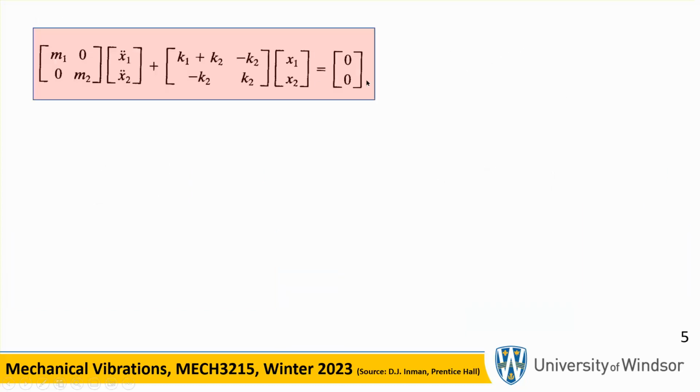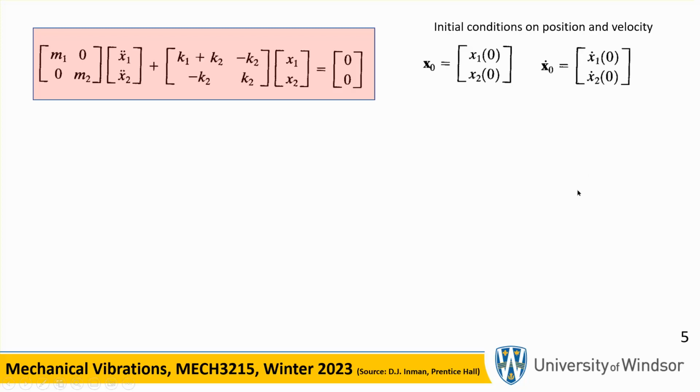Now, written for your convenience here, once again, we need 4 initial conditions. In other words, give me the positions of x1 and x2, mass 1 and mass 2, at time 0, and give me the velocities of mass 1 and mass 2 at time t equal to 0. If you put these 4 pieces of information in vector form, there is an initial position vector and an initial velocity vector, which are to be supplied in order for us to solve the equation.